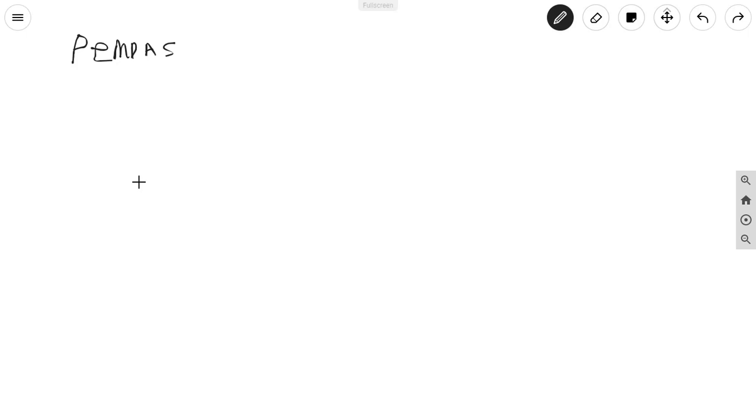So PEMDAS, right? Basically, the order of operations, and the order of operations is the steps you take when you're doing a mathematical computation. First off is P for parentheses. That's the first thing you do. You're going to do everything in parentheses first.